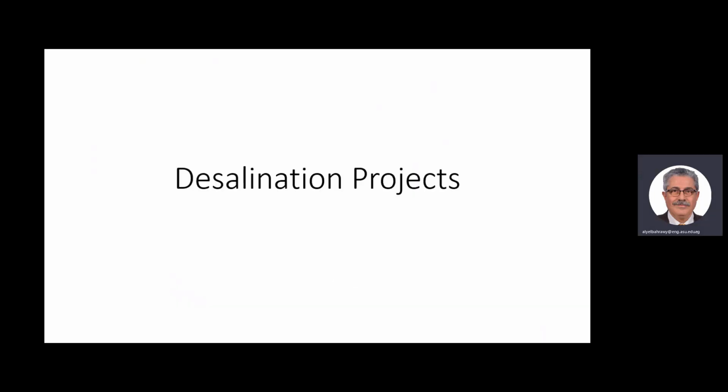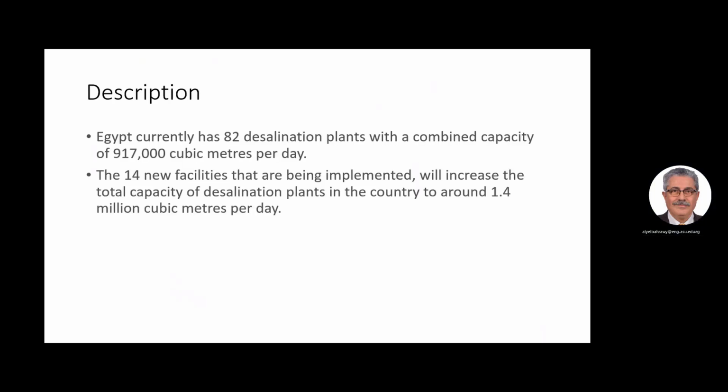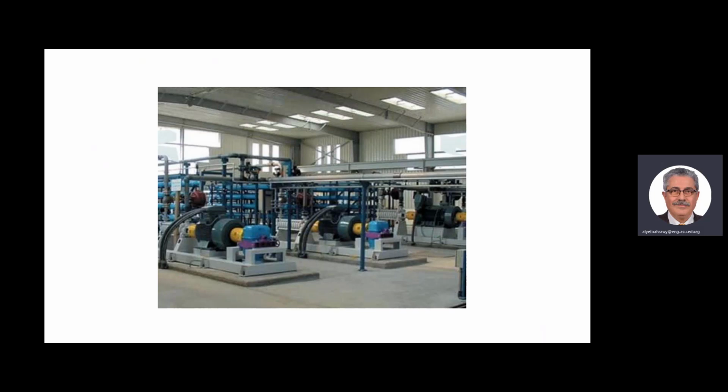Then we go to another promising project. The Egyptian government recently released a strategy for desalination in Egypt to meet a target in 2050. Currently, we have 82 desalination plants with a combined capacity of 917,000 cubic meters per day. But the new 14 facilities in the strategy will increase the total capacity of desalination to around 1.4 million cubic meters per day. This is a photograph of the inside of one of the desalination plants.